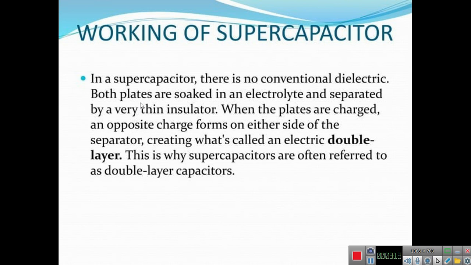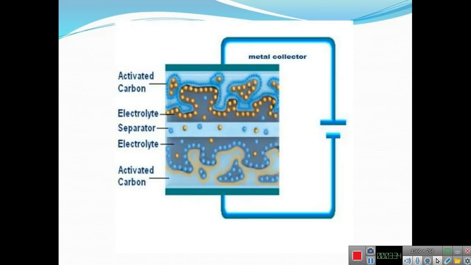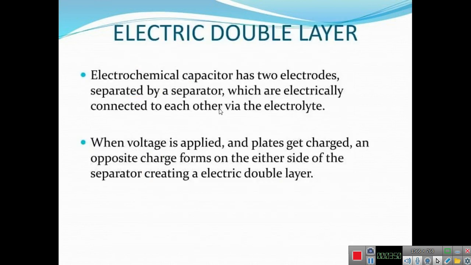So, working: in a supercapacitor, there is no conventional dielectric. Both plates are soaked in an electrolyte and they are separated by a very thin insulator. When the plates are charged, an opposite charge forms on either side of the separator, creating what's called an electric double layer. This is why supercapacitors are often referred to as double layer capacitors. So this is activated carbon and we have electrolytes here, and this is the separator, again electrolyte and activated carbon. So double layers, and if the power comes here it will act as an electric double layer capacitor.